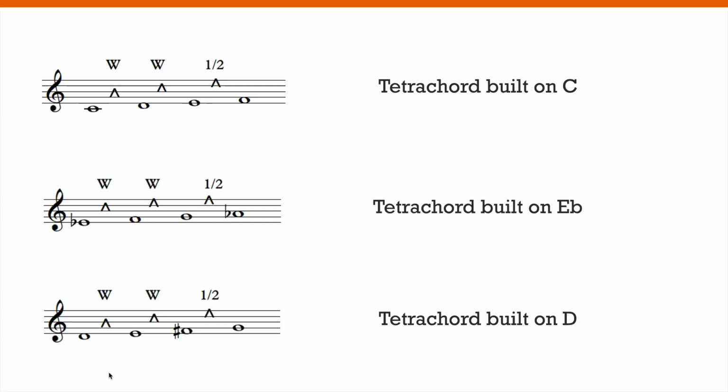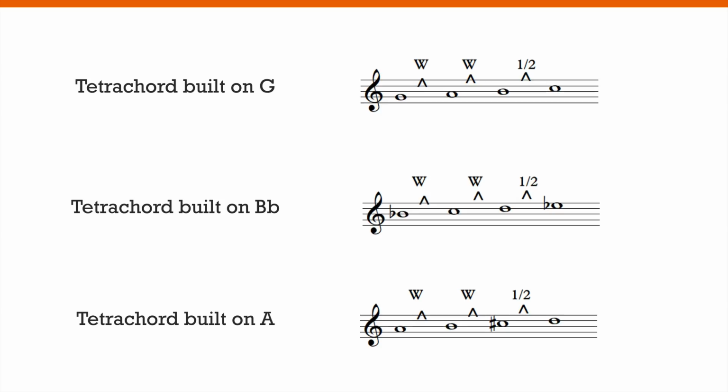There's another tetrachord built on D. Up a whole step from D is E. Up a whole step from E is F sharp. Be careful, check a keyboard if you need to. Up a half step from F sharp is G. Done. Let's build a tetrachord on G. Trust me, I'm building these tetrachords for a reason. If I start a tetrachord on G, I go up a whole step, I get A. I go up another whole step per the formula, I get B.